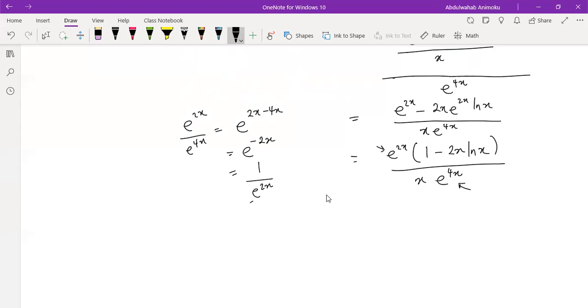So when you combine this with what we have here, the answer would be 1 minus 2x ln x, all over x e raised to the power 2x. So this would be your final answer.